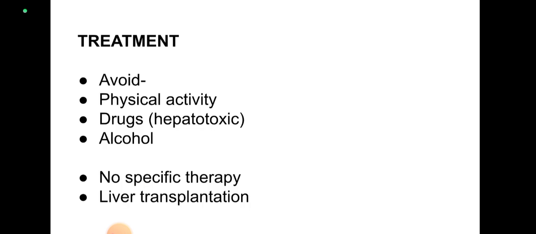Treatment for hepatitis is to avoid much physical activity, but bed rest is not recommended unless it is a severe case. Drugs, especially hepatotoxic ones and those which are metabolized in the liver, are restricted. Alcohol intake should be avoided. There is no specific therapy, and liver transplantation may be required in cases of acute fulminant hepatic failure.